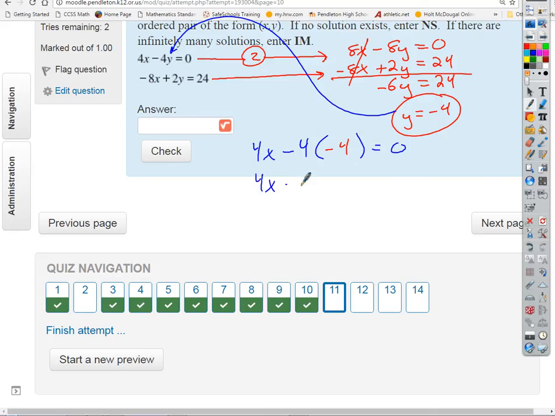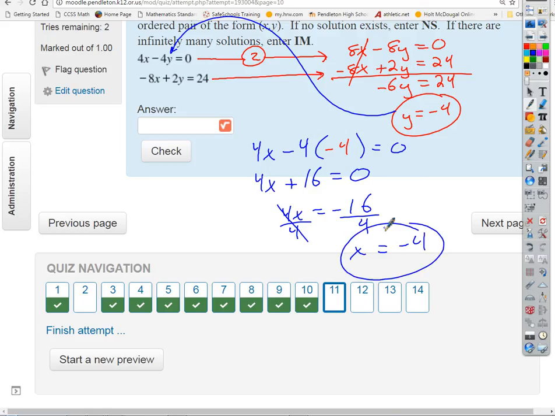So 4x, what's -4 times -4? Plus 16. So what are the two steps in order to get x by itself? Minus 16, divided by 4. So what's x? Negative 4. So I get x is -4, y is -4. Right, so that's my ordered pair.